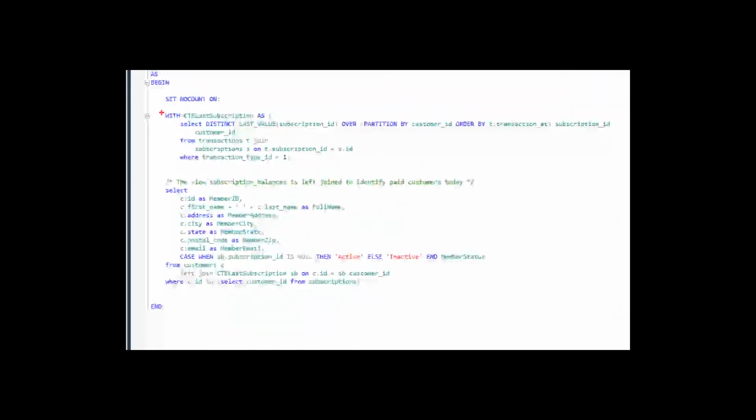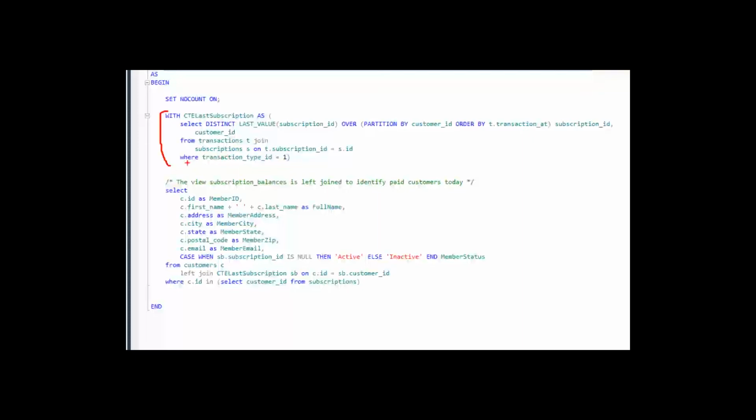With a common table expression, I'm obtaining the last subscription, the last paid subscription, by a member. Now, I did this kind of quick, but basically this is going to be the resulting common table expression. I'm going to do a left join to my customers table so that I can figure out whether a person has paid their last subscription or canceled their last subscription.